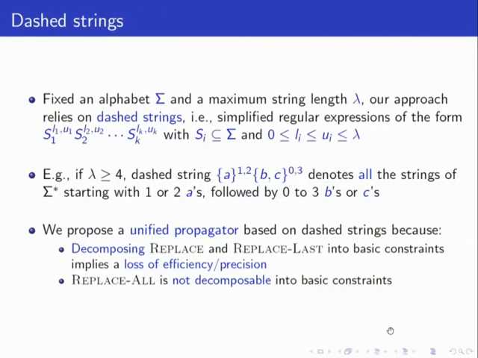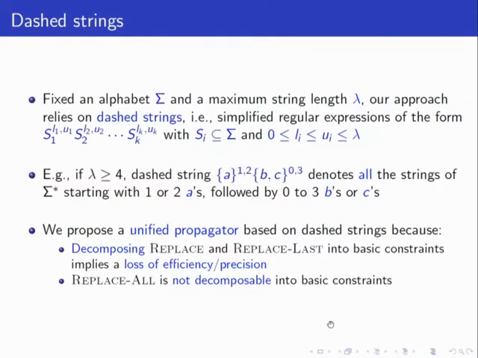So what are Dash strings? Fixed an alphabet and maximum string length, Dash strings are basically simplified regular expressions of this form, so a concatenation of blocks, where blocks consist of a set of characters and a cardinality, so a lower bound and an upper bound on each block. Let's see with an example. Let's consider these Dash strings, which is a concatenation of two blocks, and the concrete strings denoted by these Dash strings are basically all the strings that start with 1A or 2, followed by 0 to 3, B or C.